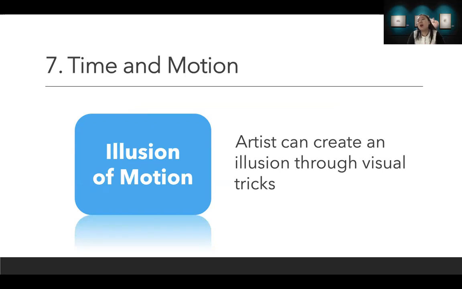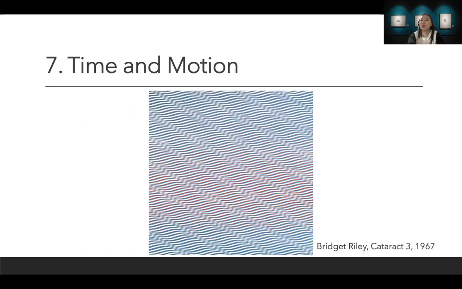An artist can also communicate the idea of motion by creating an illusion of it. Artists create this illusion through visual tricks that deceive our eyes into believing there is motion as time passes, even though no actual motion occurs. So let's see an example of the illusion of motion.